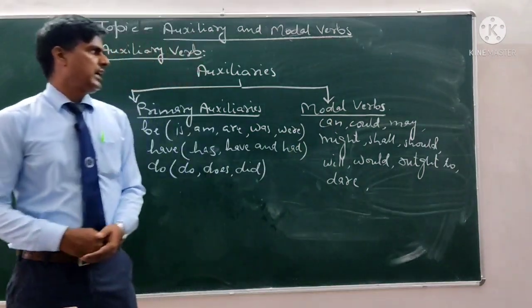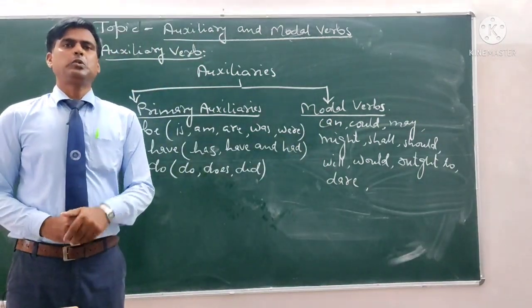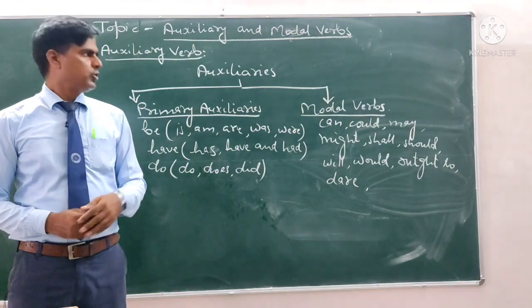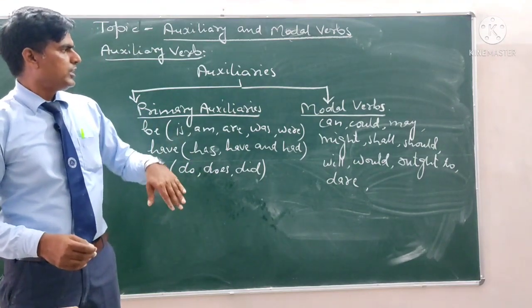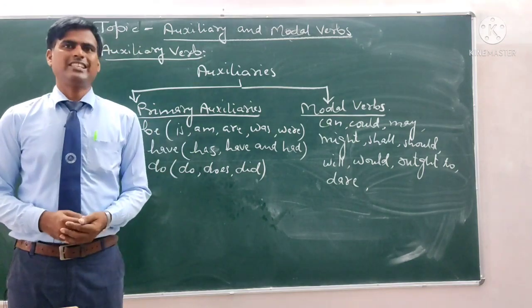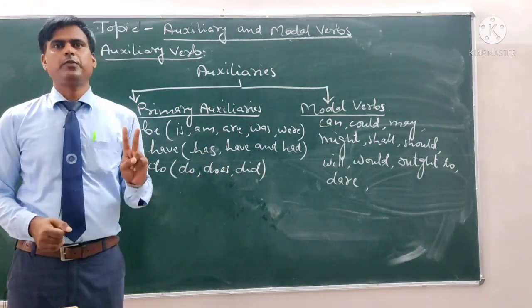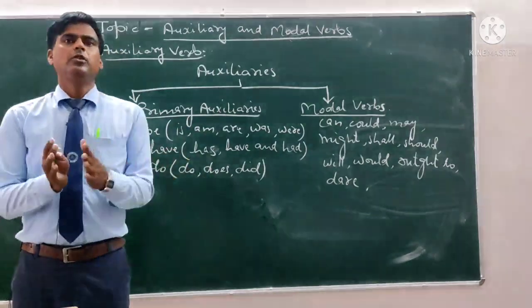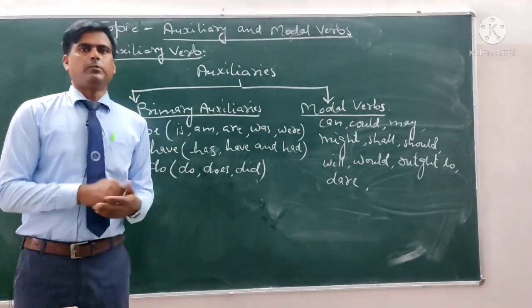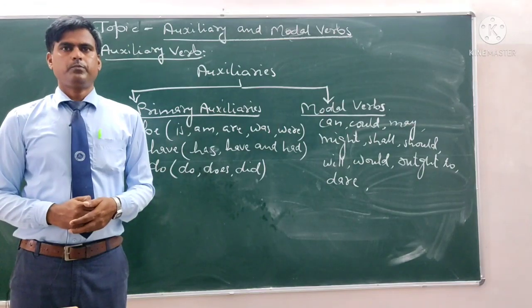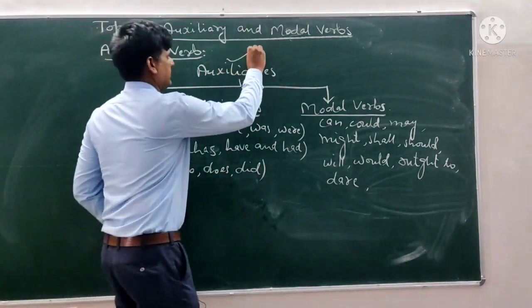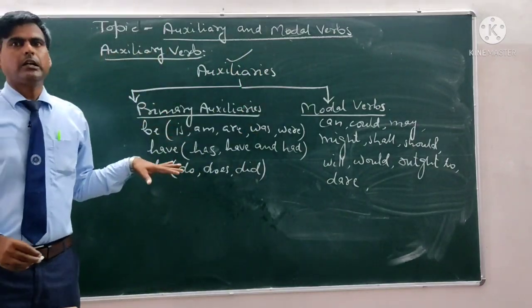The modal verbs have only two forms, present form or past form. They don't have different forms, present, past, future. They have only two forms, present form or past form, or some modal verbs have only one form. Now let us see some uses of the auxiliaries.